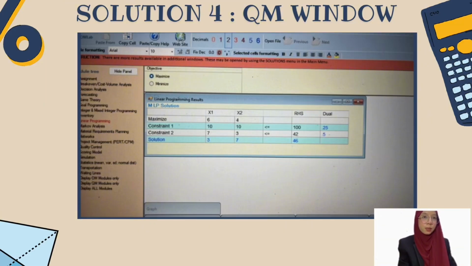Additionally, QM also provides dual prices. For constraint 1, the dual price is 2.5, meaning if we could increase that resource by 1 unit, profit will go up by $2.50. For constraint 2, the dual price is 5, which is even more valuable. This verification gives us confidence that our optimal solution is correct.